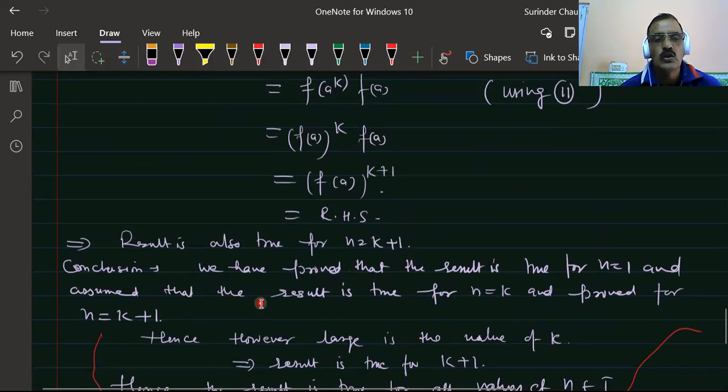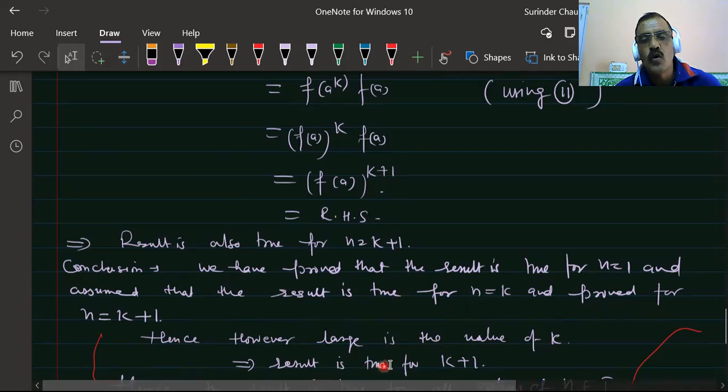Conclusion from this: we have proved the result is true for n equal to 1, the first step, and assumed the result is true for n equal to k, the second step, and also proved the result is true for n equal to k plus 1. Hence, by the principle of induction, the result being true for k implies it is true for k plus 1.